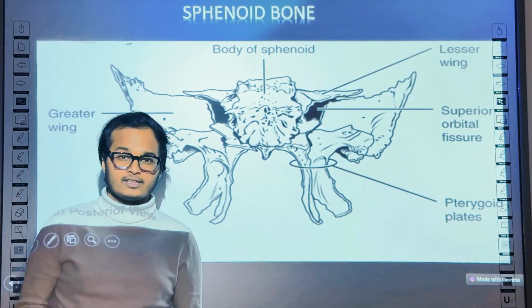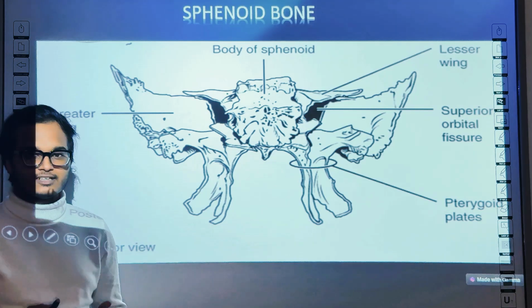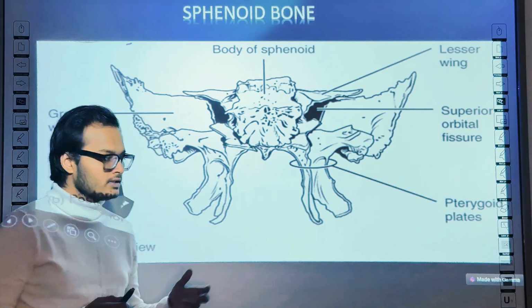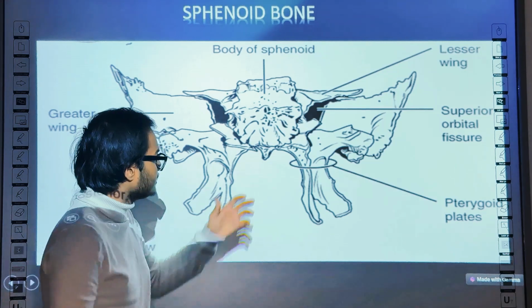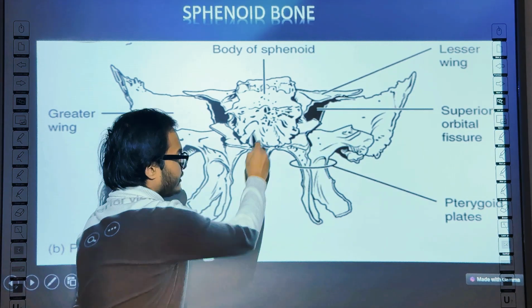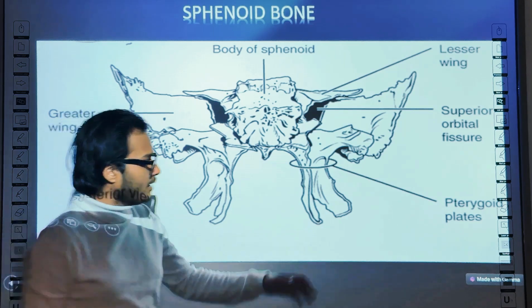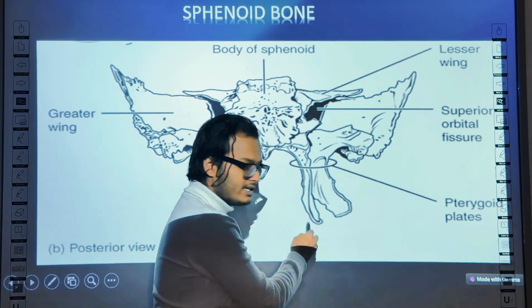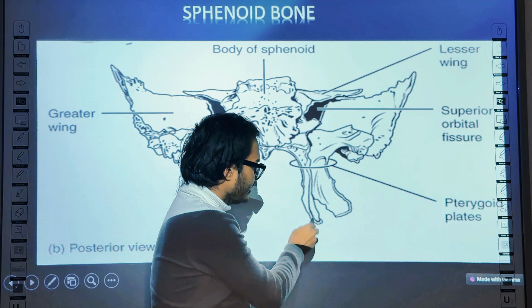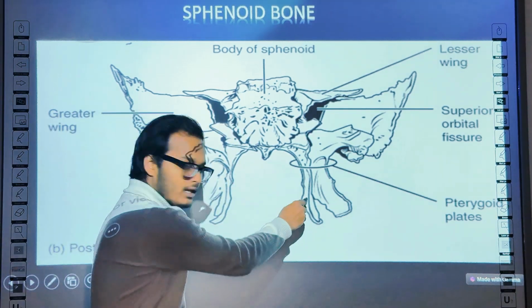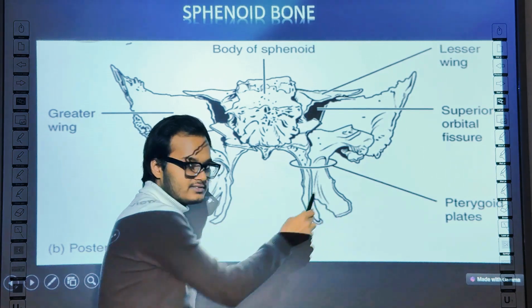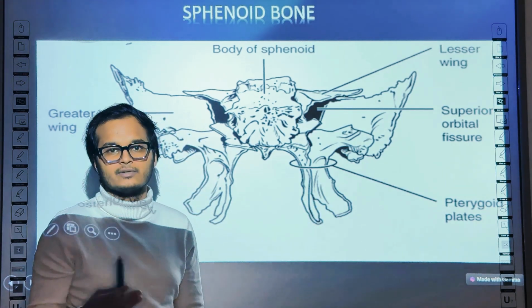Now we will talk about the third structure of the sphenoid bone, the pterygoid processes. The pterygoid processes are present inferior to the junction of the greater wing and the sphenoid body. The pterygoid plates are two, the medial one and the lateral one. The medial one supports the opening of the nasal cavity, and the lateral one is the site of origin of the lateral pterygoid muscle.